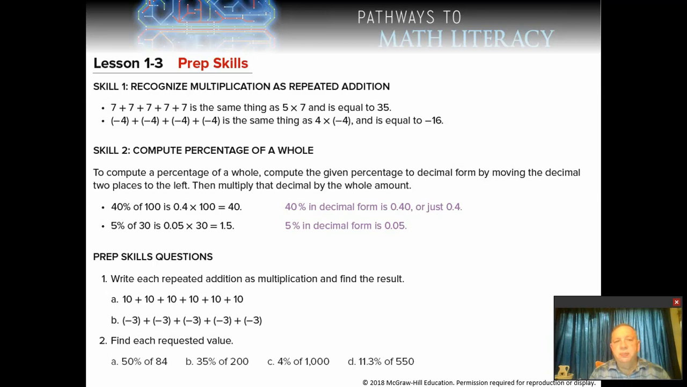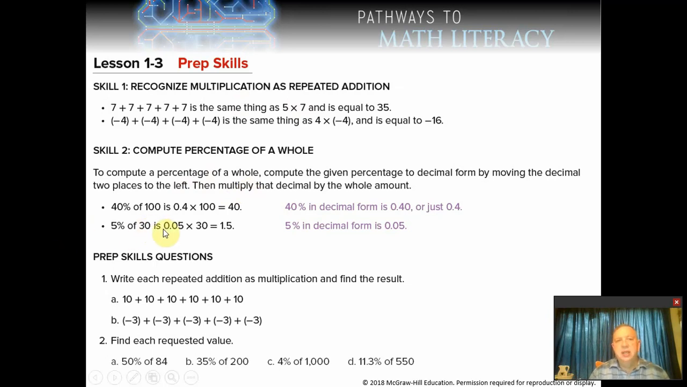So our skill 2 is compute percentage of a whole. To compute a percentage of a whole, compute the given percentage from decimal form by moving the decimal 2 places to the left. Then multiply that decimal by the whole amount. So if I had 40%, I want that decimal number. I'm changing the 40% to 0.40, and then multiplying it times that whole number, which is 100. That'll give me the 40. So 40% of 100 is 40.